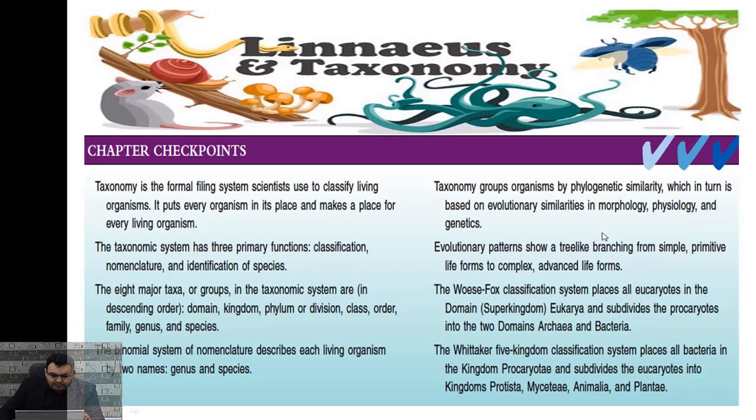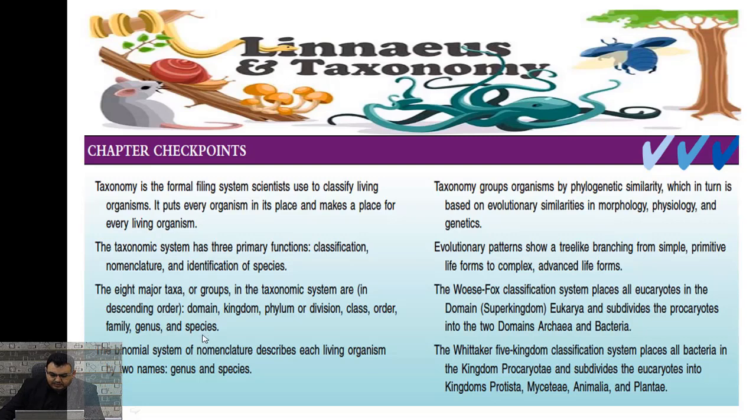Taxonomy is the formal system scientists use to classify living organisms. It puts every organism in its place and makes a place for every living organism. The taxonomic system has three primary functions: classification, nomenclature, and identification of species. The eight major taxa or groups in the taxonomic system, in descending order, are: domain, kingdom, phylum or division, class, order, family, genus, and species.